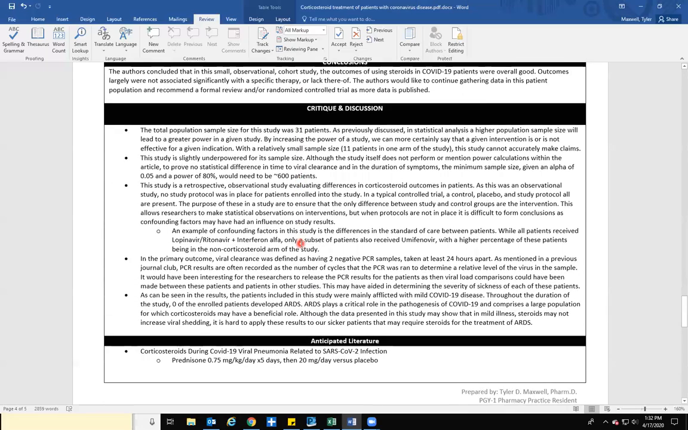Some of the things that I pointed out when I was going through this study, the total population sample size was only 31 patients. And we mentioned that before, and I talked about this in one of the previous journal clubs, but in a statistical analysis, a higher population sample size is really going to lead to a greater power in a given study. So if you increase the power of the study, we can say more certainly that a given intervention is or is not effective. And so with a sample size of only 31 patients, it makes it very hard to generalize the study and again, make those firm conclusions about what you saw taking place there in the study.